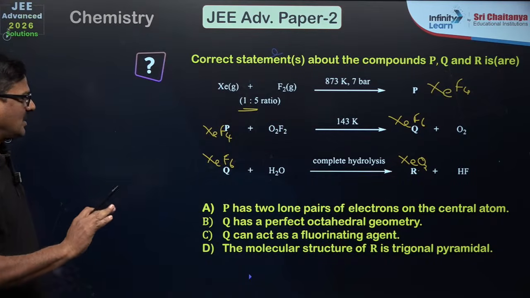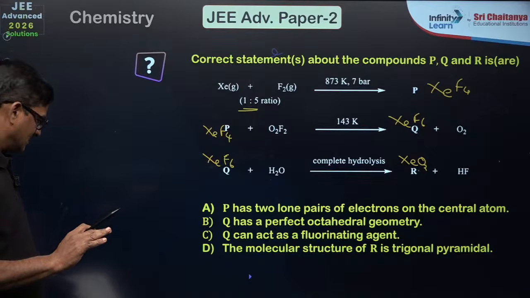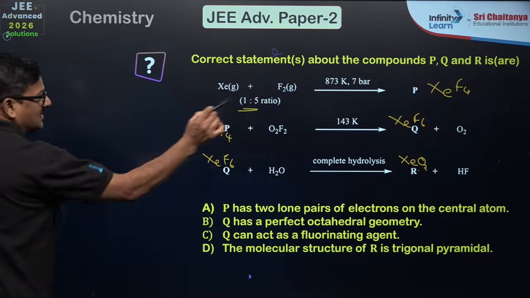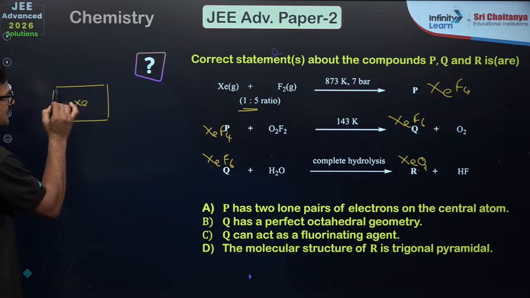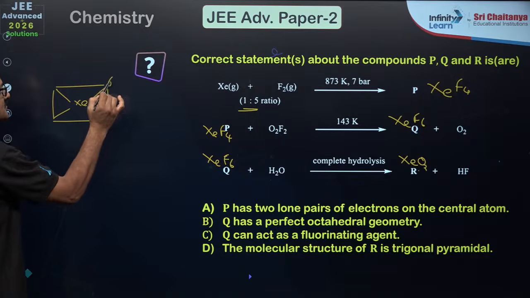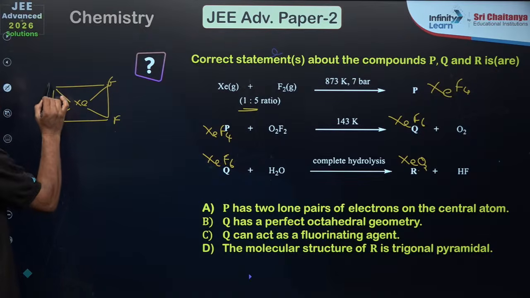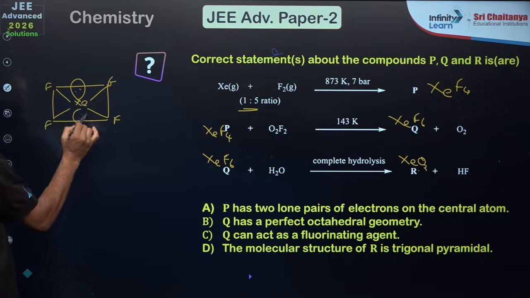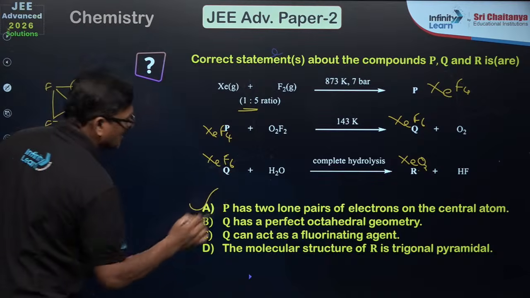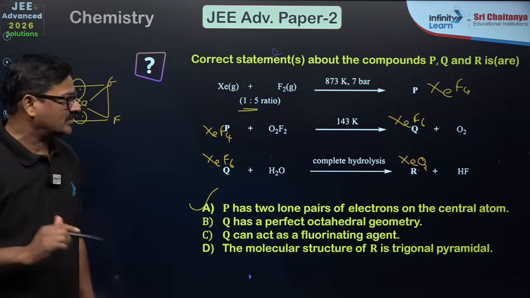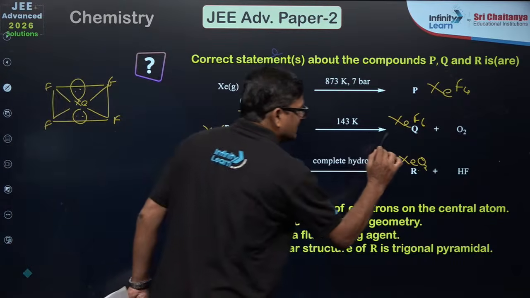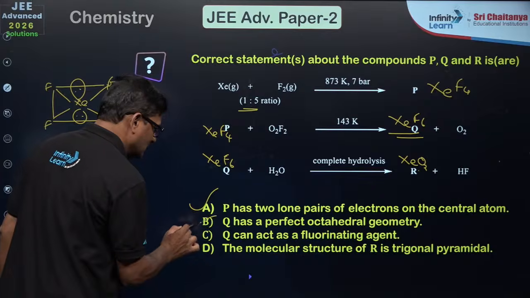P has a lone pair of electrons on its central atom. Yes, XeF4 you can consider. This is a square planar structure. So this is correct. More than one option correct. And Q has a perfect octahedral geometry. It is a distorted octahedral geometry.